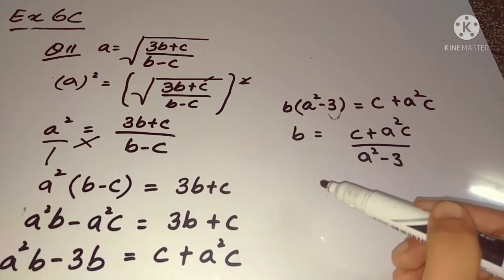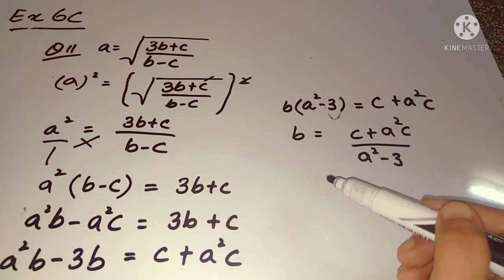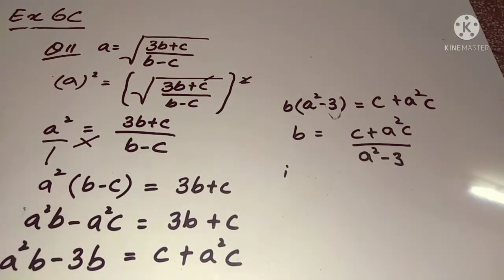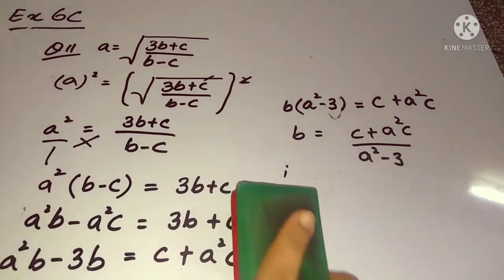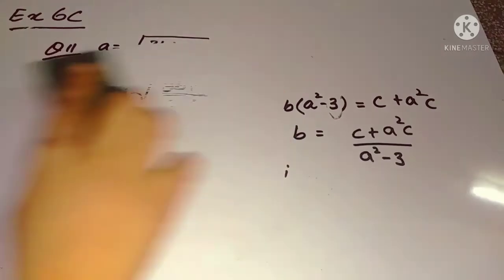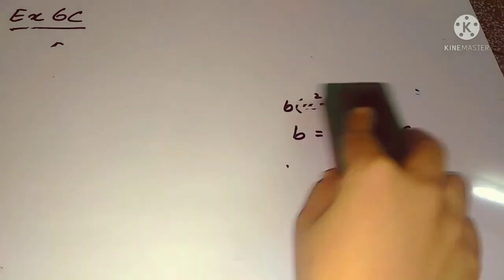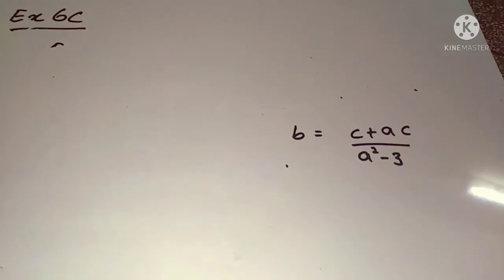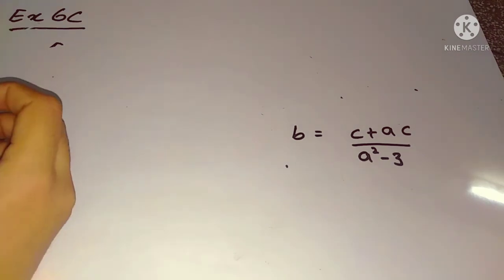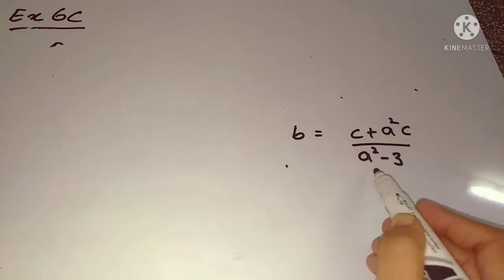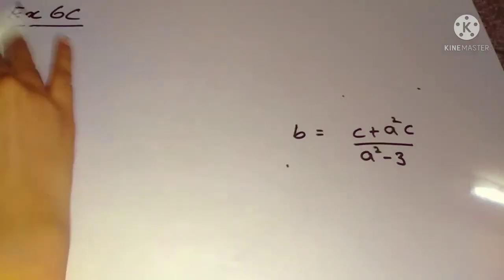In part 2 they are saying to find out the value of b when a is equal to 2 and c is equal to 5. Now we are going to do part 2. I'm going to erase this so that I can explain you. We have found b, which is c plus a square c, divided by a square minus 3. So this is your b.